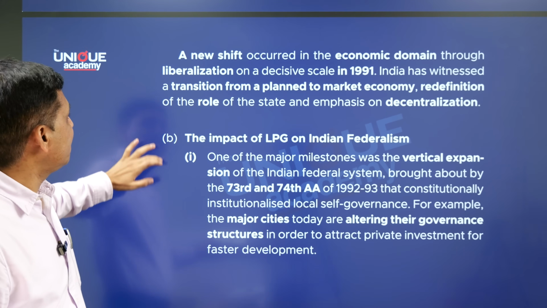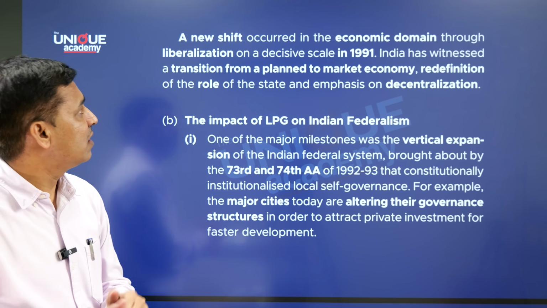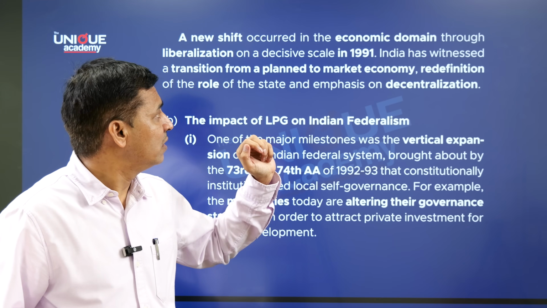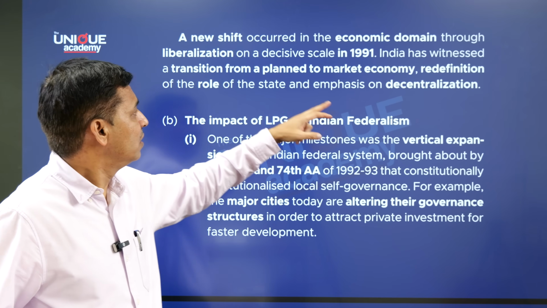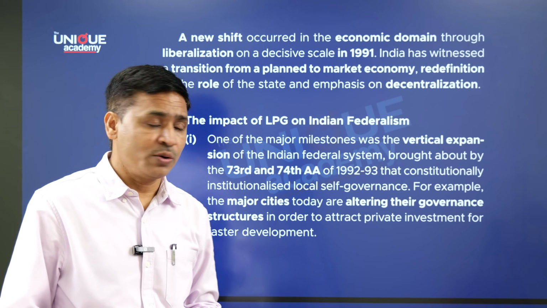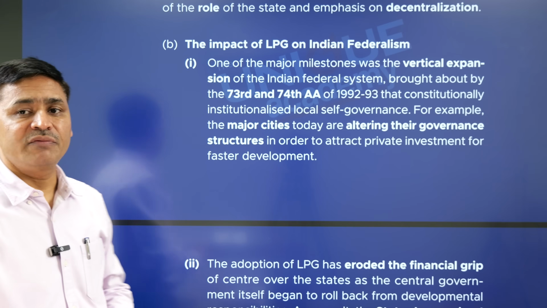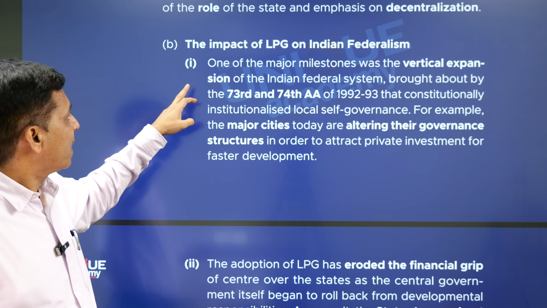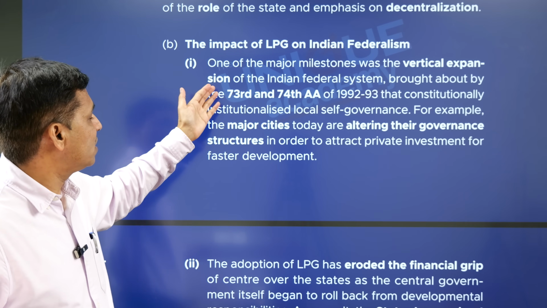Now the second aspect, and that is quite elaborate. You can look into that. A new shift occurred in the economic domain through liberalization in a decisive scale in 91. India has witnessed a transition from planned to market economy, a redefinition of the role of the state, and emphasis on decentralization. Okay, and we have very elaborately explained the impact of LPG on Indian federalism, specifically the fiscal aspect of that. We have also brought in other changes as well, other issues, facets as well.